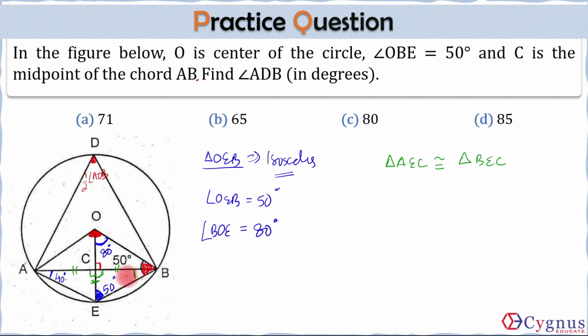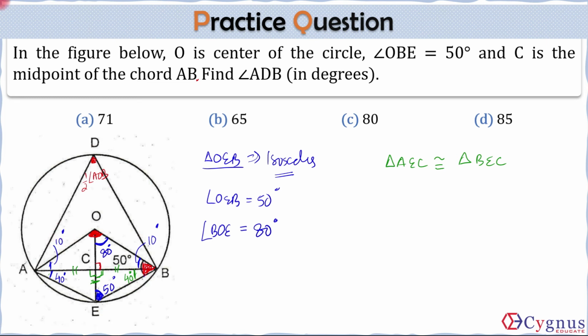Hence, this angle is equal to 40 degrees. If this angle is 40, this angle is also 40. That means this angle over here will be 10 degrees. This full angle is 50, and 40 is taken out of 50. This angle comes out to be 10 degrees. And if this angle is 10 degrees, this angle here will also be equal to 10 degrees.